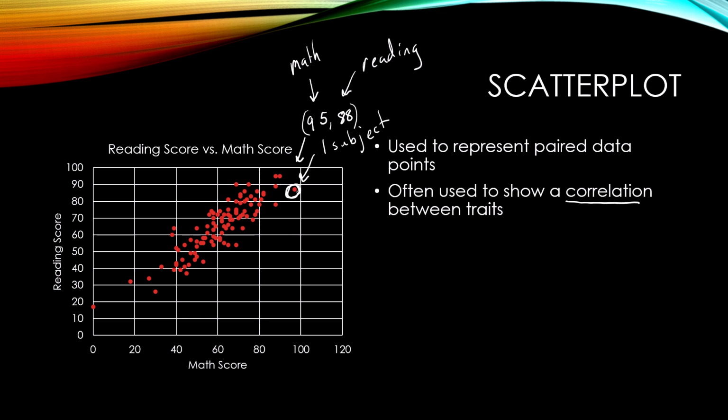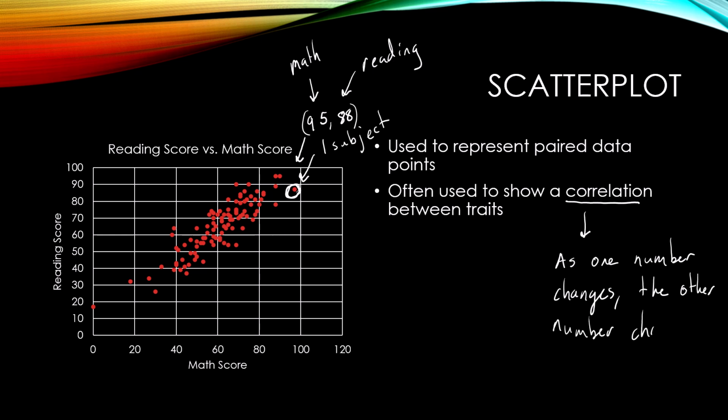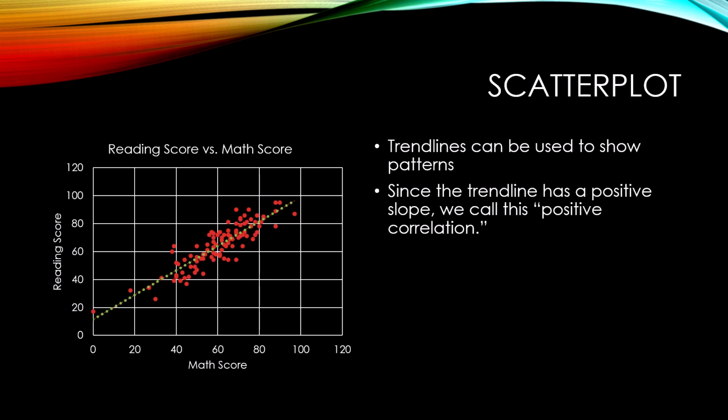Now, what's a correlation? This means as one number changes in some way, the other number changes in a predictable way. So we often see that by plotting trend lines. So here we've plotted a trend line through this reading and math data.